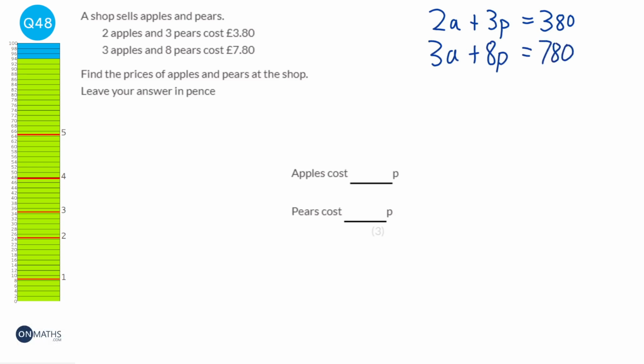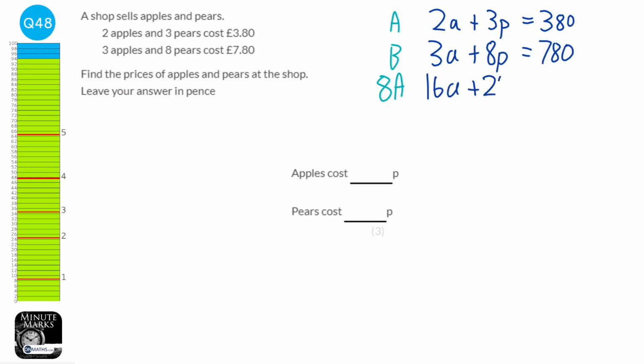Or 780 pence. Okay, so the first thing I do is try and get these numbers the same. So 3 and 8, they both go into 24. So I need to make them both 24. And what some people do is they just label this A and this B. And so what we're going to do here is multiply everything in equation A by 8 so that this becomes 24. So we're going to times the 2a by 8, which will be 16a plus 24p, and 380 times 8 is 3040.